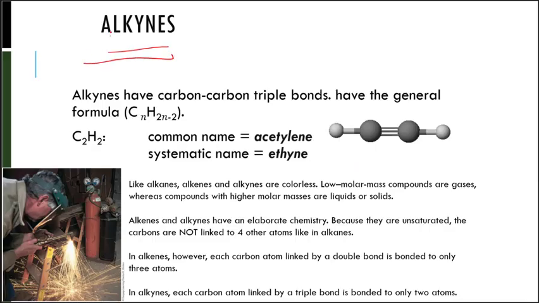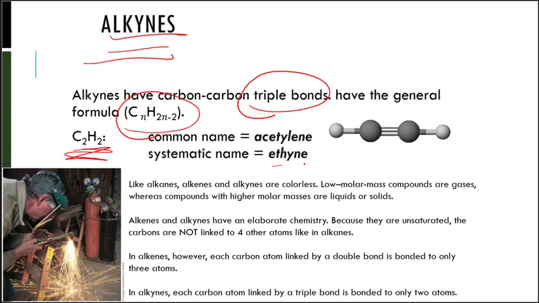And then we have alkynes. Alkynes have carbon-carbon triple bonds and have the general formula CnH2n minus 2. So C2H2. We know that meth is 1 carbon, eth is 2 carbons. If n is 2, then 2 times 2 is 4, minus 2 is 2, so C2H2.